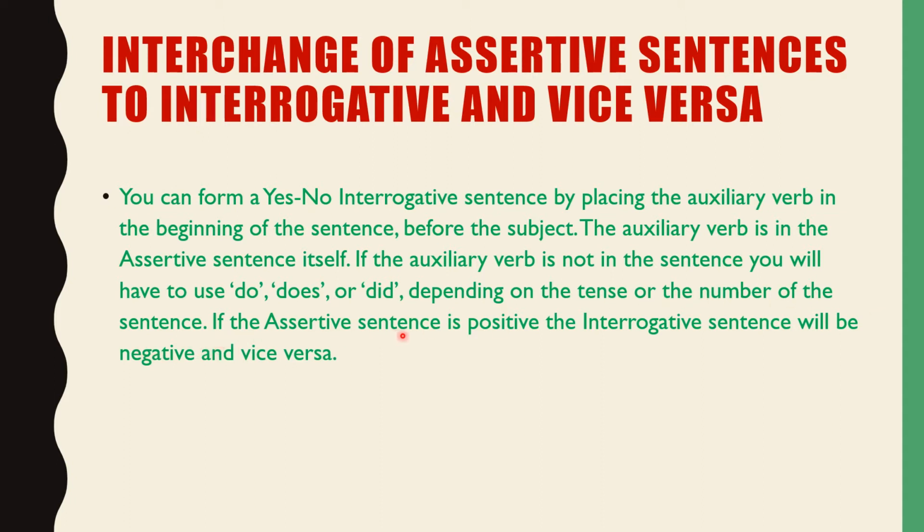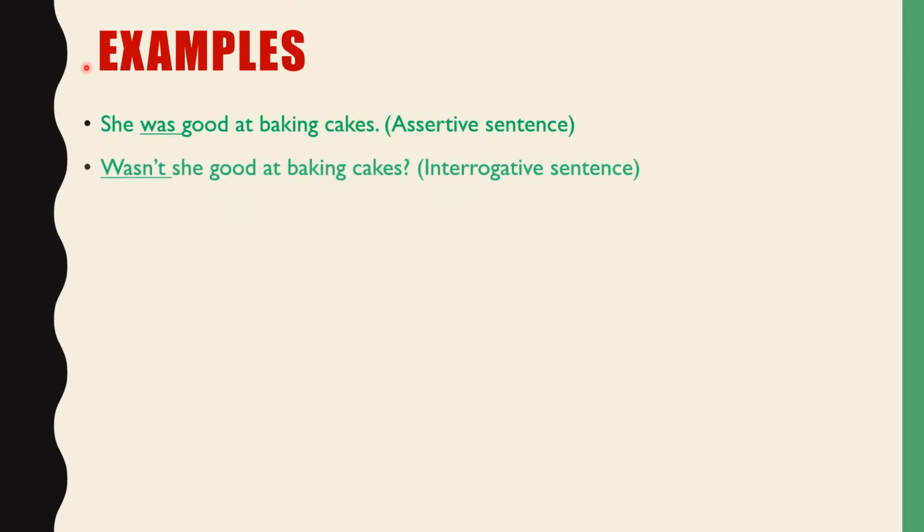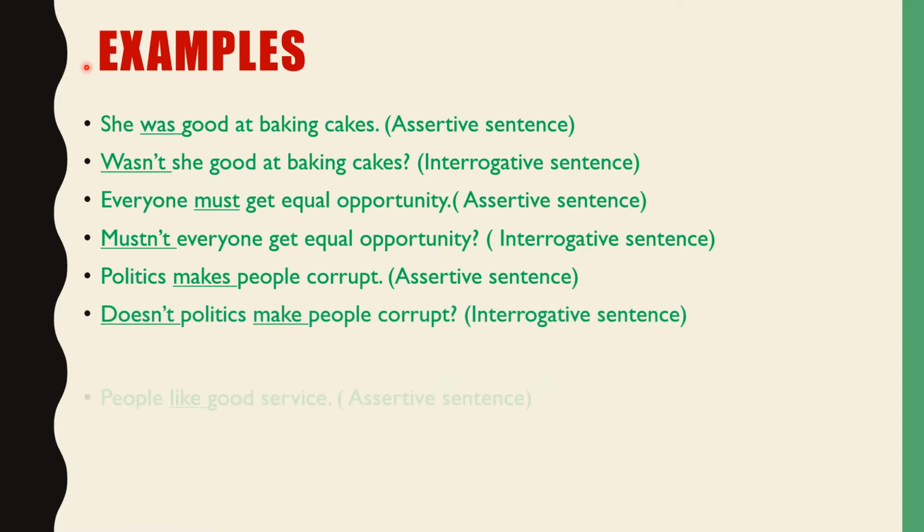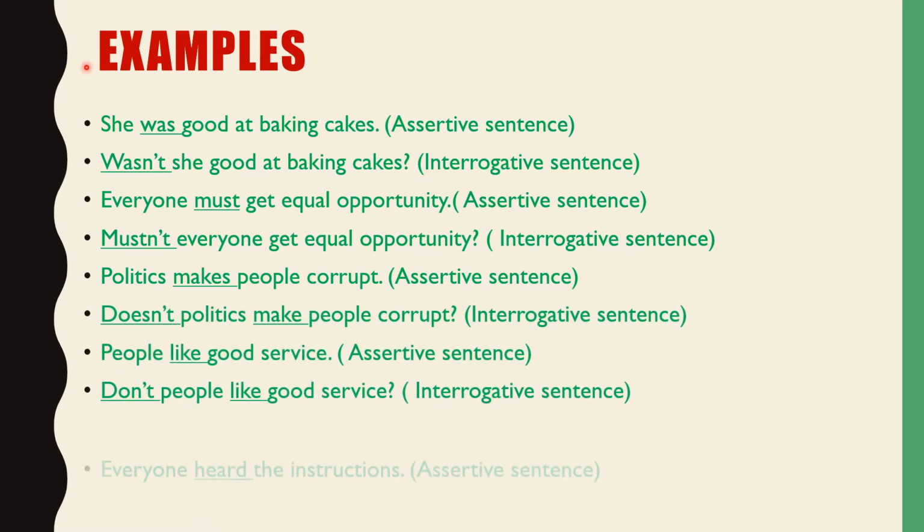Note, if the assertive sentence is positive, the interrogative sentence will be negative and vice versa. That is, if the assertive sentence is negative, then the interrogative will be positive. We will understand this concept with the help of the following examples. Let's take the following examples to understand how to interchange assertive sentences into a yes/no interrogative sentence.